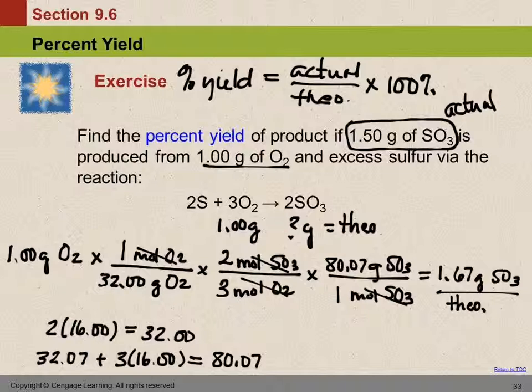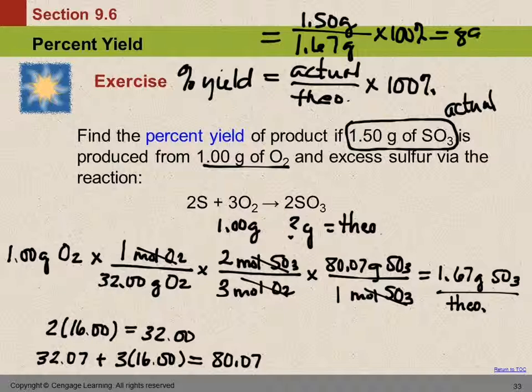I didn't leave myself any room. I'll write above then. So the percent yield is the actual yield, 1.50 grams, divided by the theoretical, which we calculated, times 100%. So 1.50 divided by 1.67 times 100, 89.8%. And that's the answer, 89.8%. Any questions?